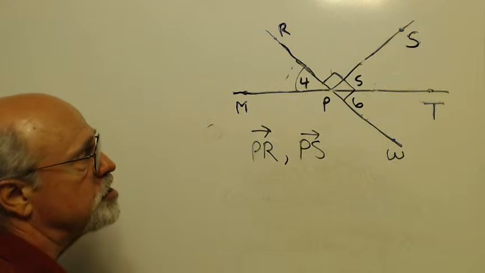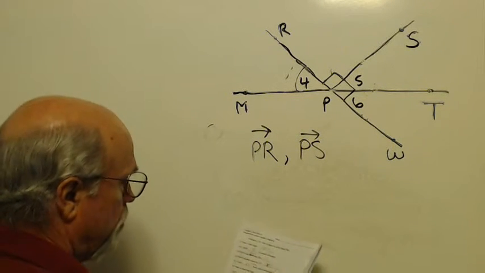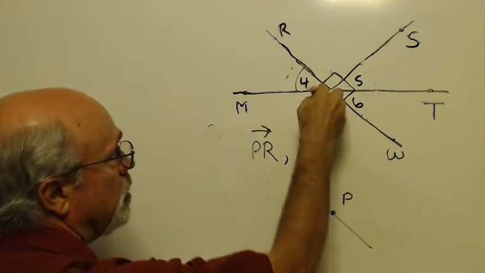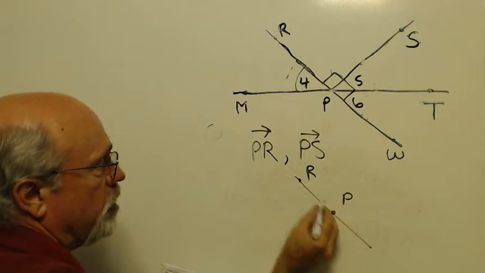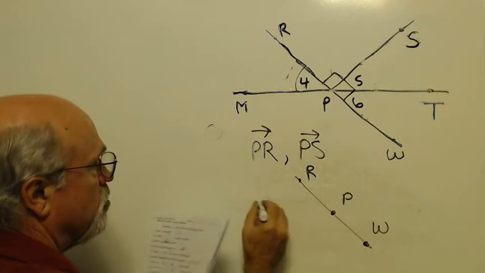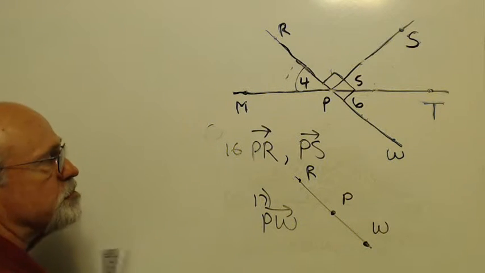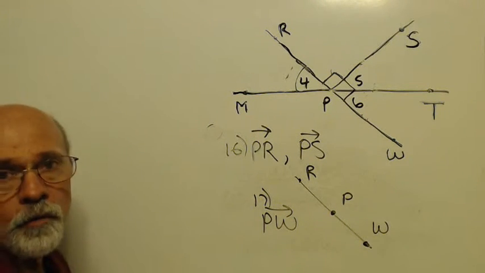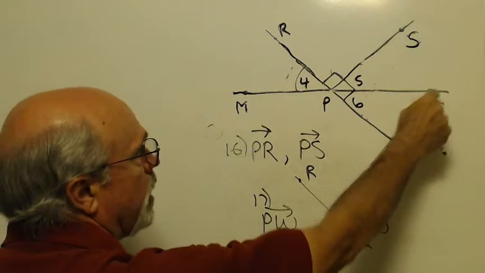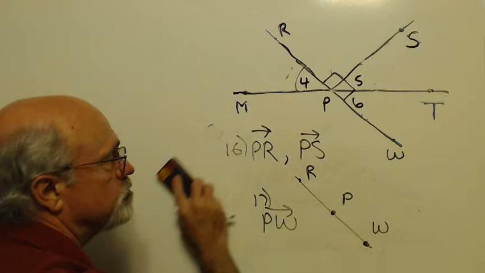Opposite rays. Opposite rays go out opposite directions on the same line. So there's P, there's R up there, ray PR, and going the other way, ray PW are opposite rays. So problem number 17 is ray PW. This was 16, rays PR and PS, 17, ray PW. The intersection of segment RW and MT is the point P. Intersection just means where do they cross in the picture.